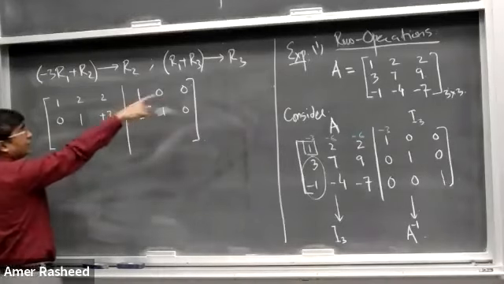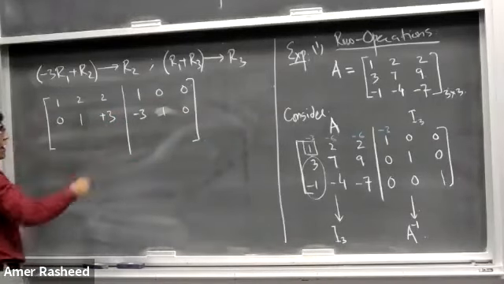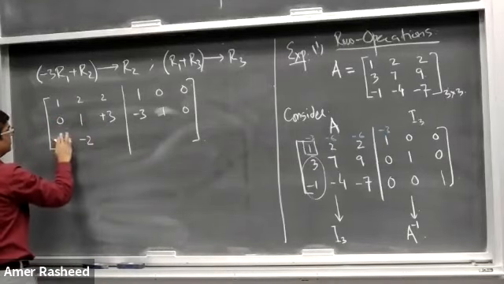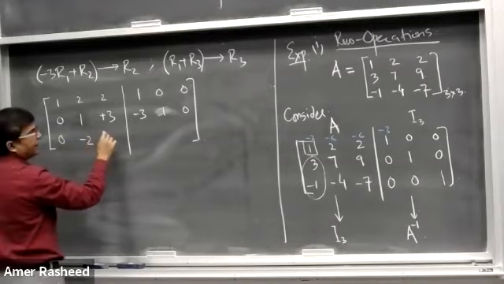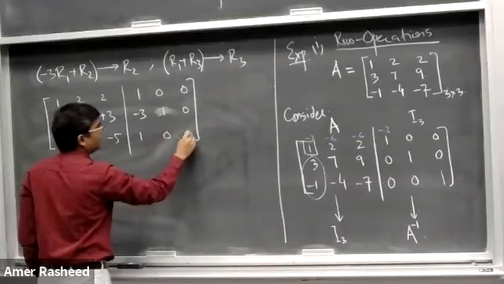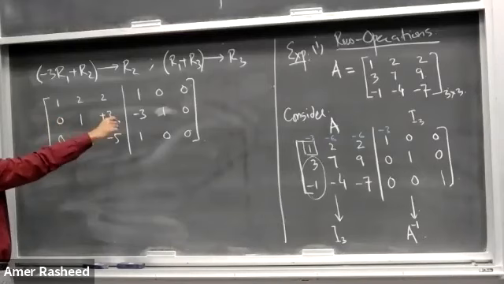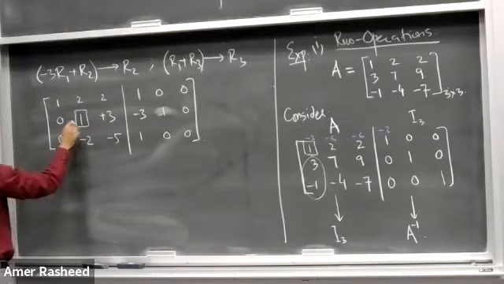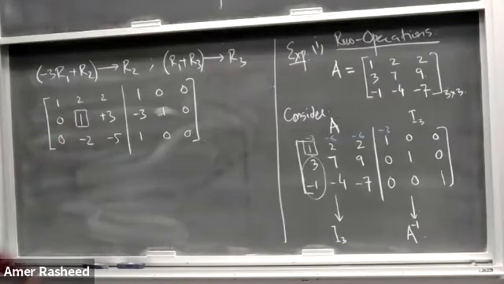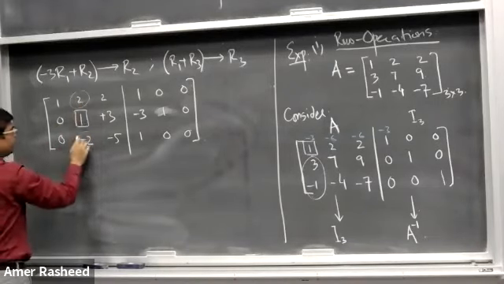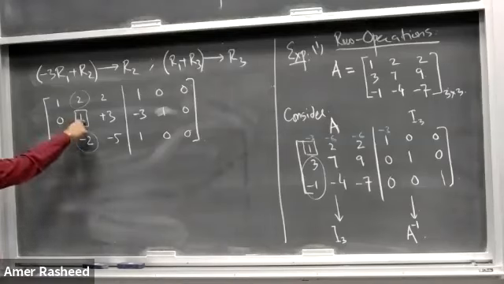Now the third row will also change. We are going to add the first row into the third row. We get 0 here, we get -2, and then -5, and then 1, 0, 0. Okay, now we get zeros here. Now the next thing is we have to make 1 here in the second row, the first non-zero entry. It's already 1. Now we are going to make these two entries 0, above and below this pivot entry 1.